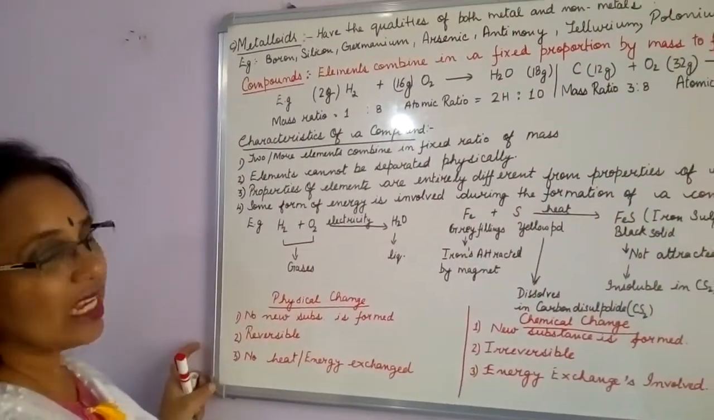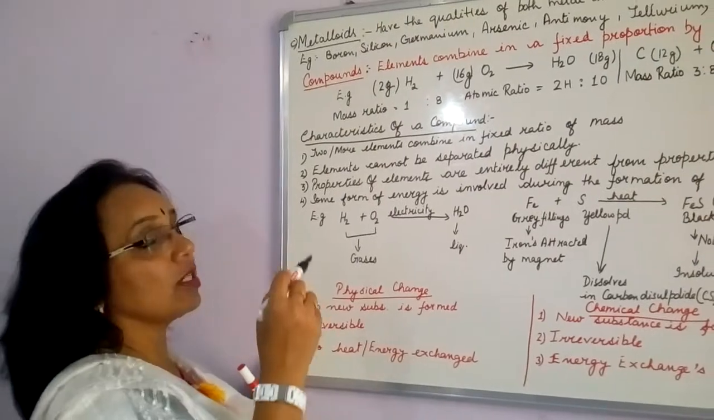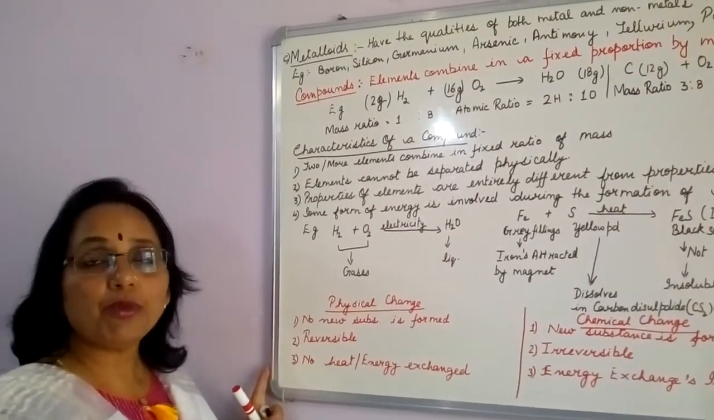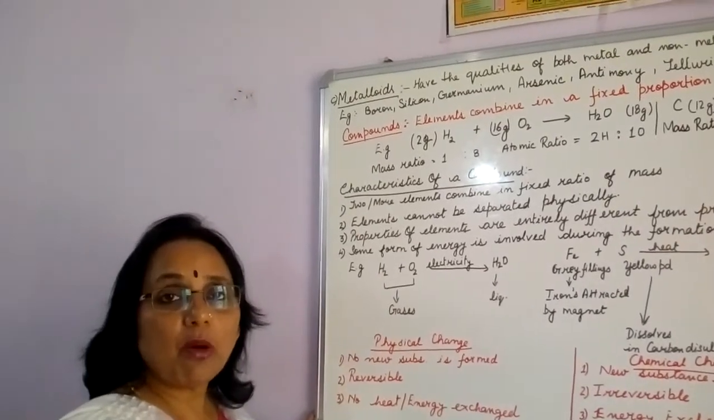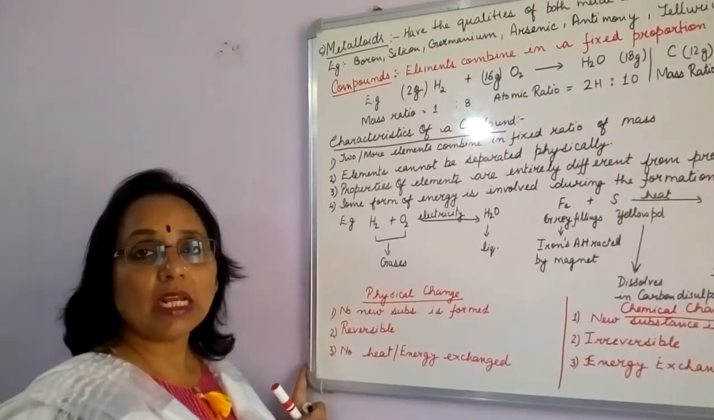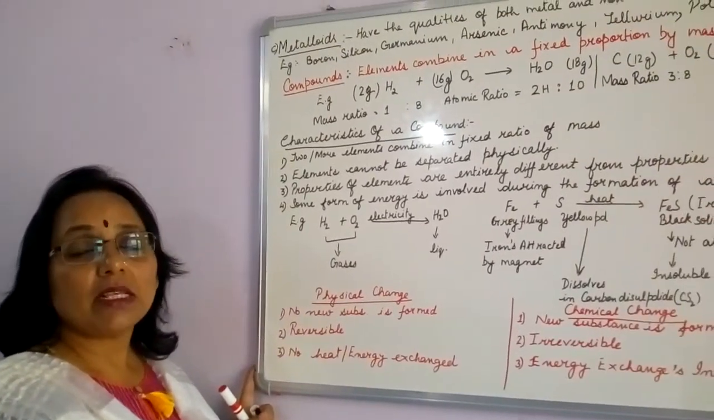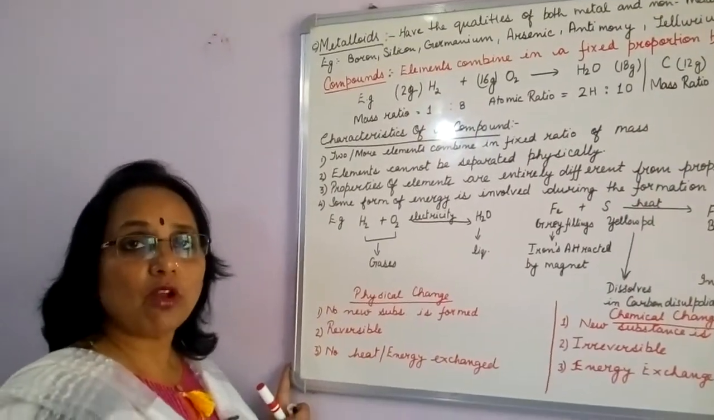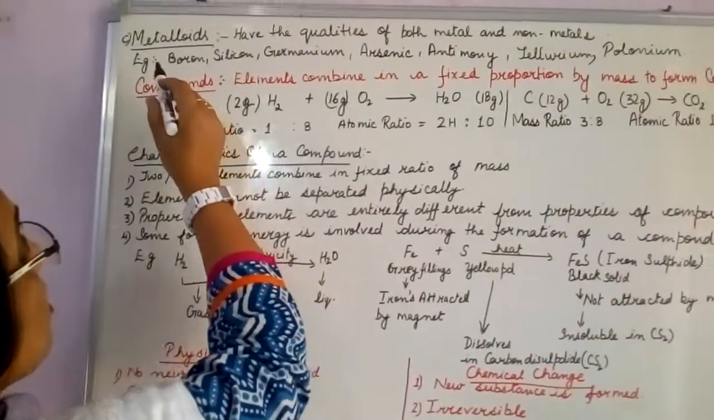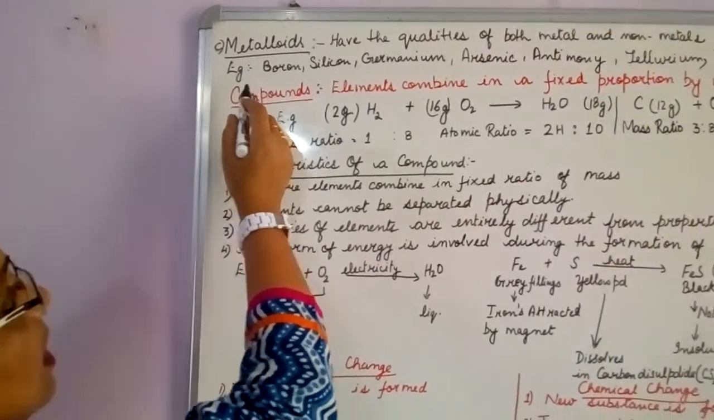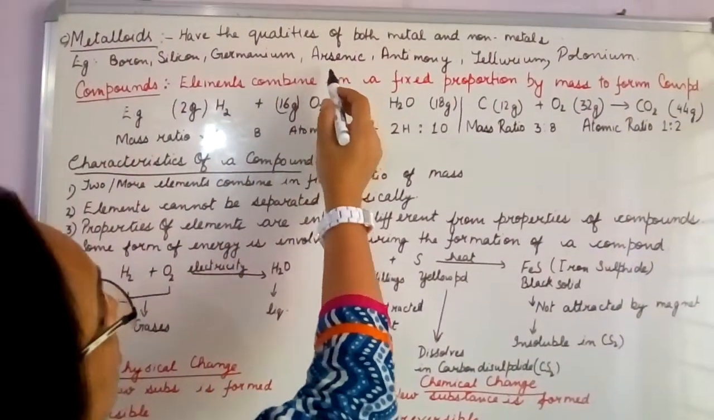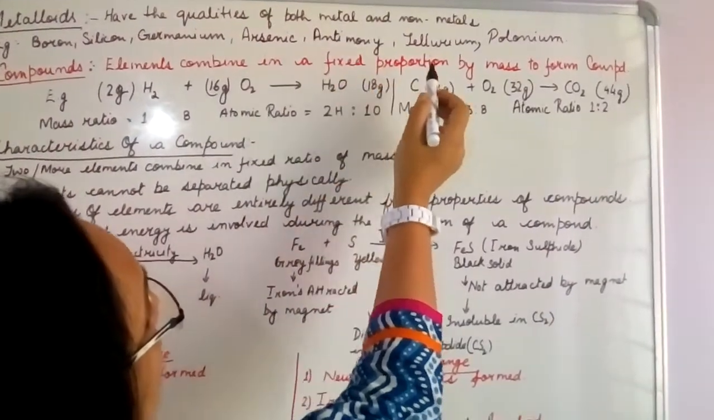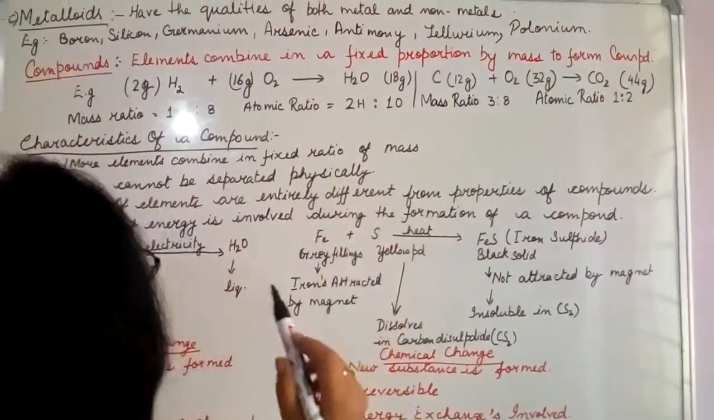Metalloid is a third category of elements which have the properties both of metals and non-metals. Some of the properties of metalloids are like that of metals, whereas other properties are like that of non-metals. So the metalloids are 7 in number, and the examples are boron, silicon, germanium, arsenic, antimony, tellurium and polonium.